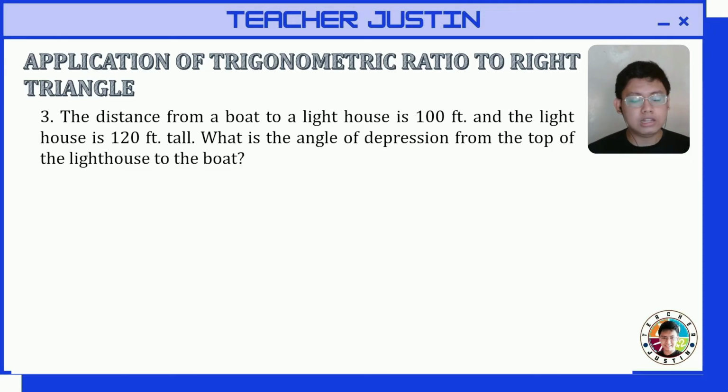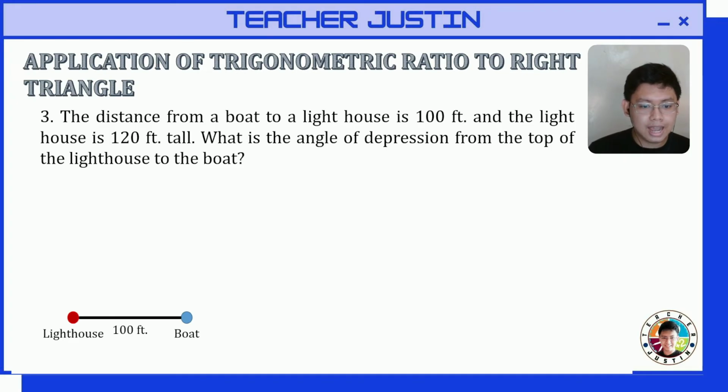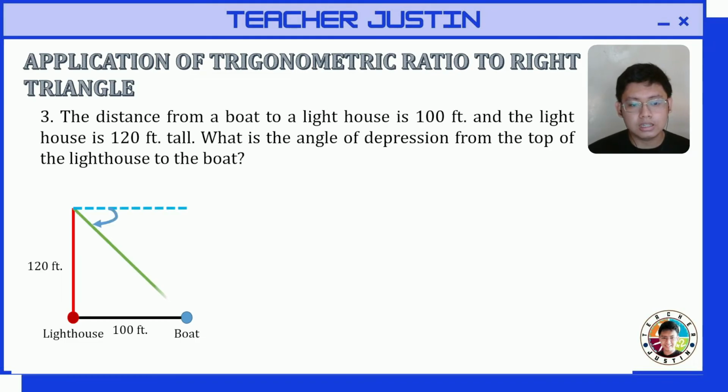So first thing that we need to do is for us to illustrate the problem. First we have the boat and we have the lighthouse. And according to the problem, the boat and the lighthouse have a distance of 100 feet, and the lighthouse is 120 feet. Now, the question here is, we're looking for the angle of depression. So, angle of depression is looking forward, going down. That's why we're looking for this angle.